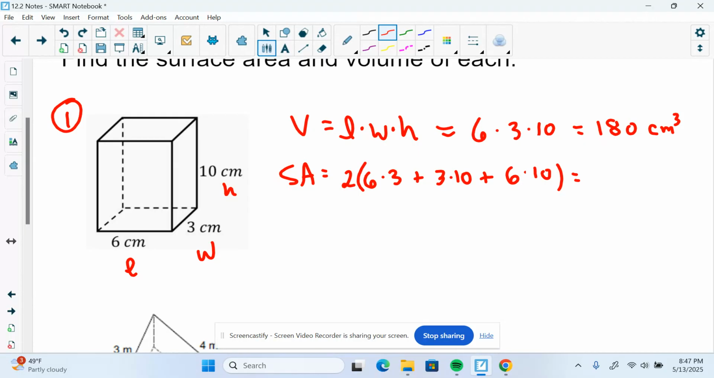6 times 3 is 18. 3 times 10 is 30. 6 times 10 is 60. So what I have is 90. 108 times 2, 216 square centimeters. That is what we have. Square centimeters. That is the surface area.